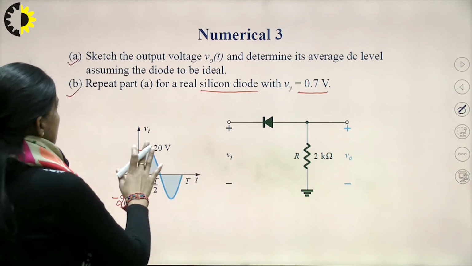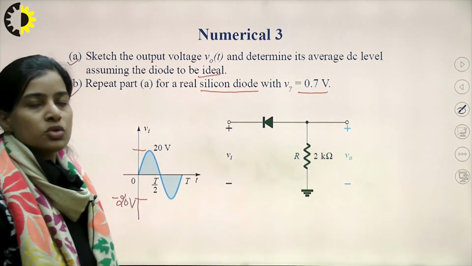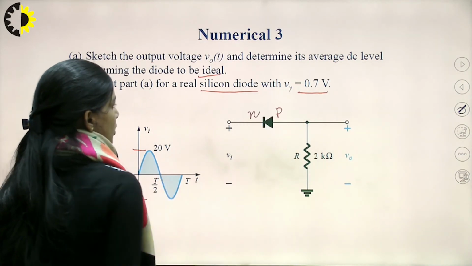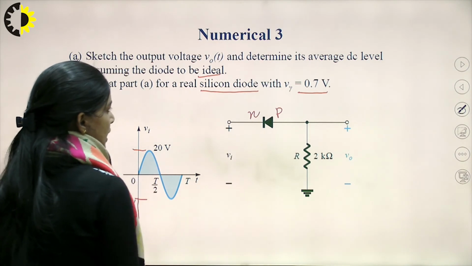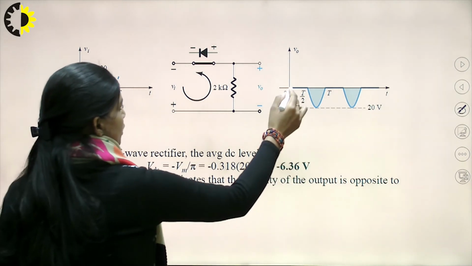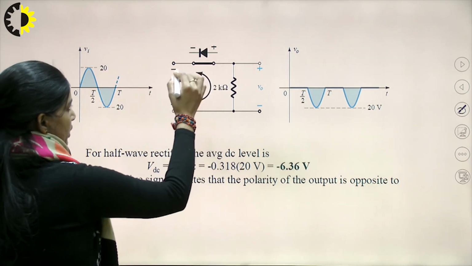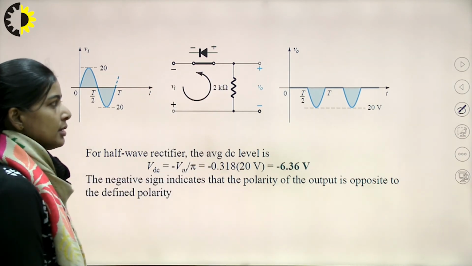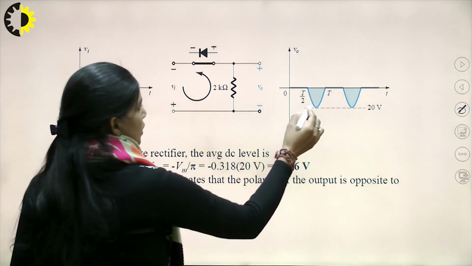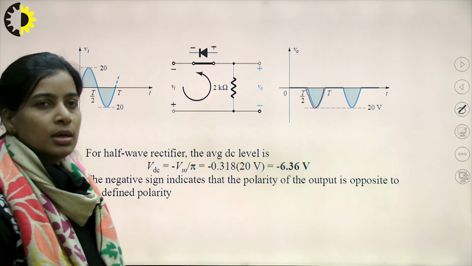So, what will happen if we talk about the first part, when the diode is ideal? When the diode is ideal, it means there is no voltage drop across this diode. As this is the P and N side of the diode, for the positive cycle this diode will be reverse biased and we do not get any output. For the negative cycle the diode will be forward biased and it will be short circuited and the current will follow this path. So, an output voltage similar to that of the input will appear across the output.